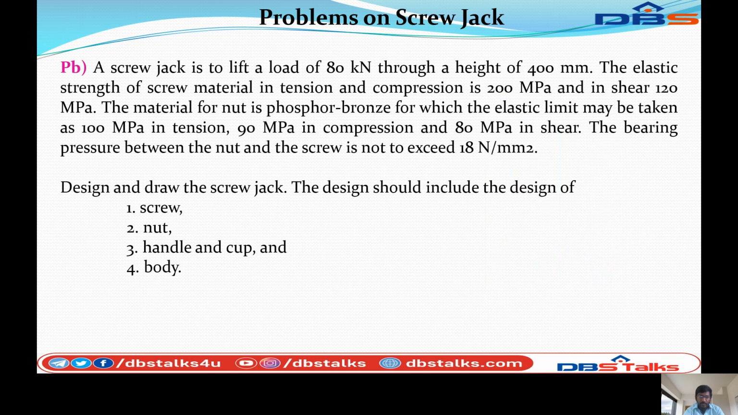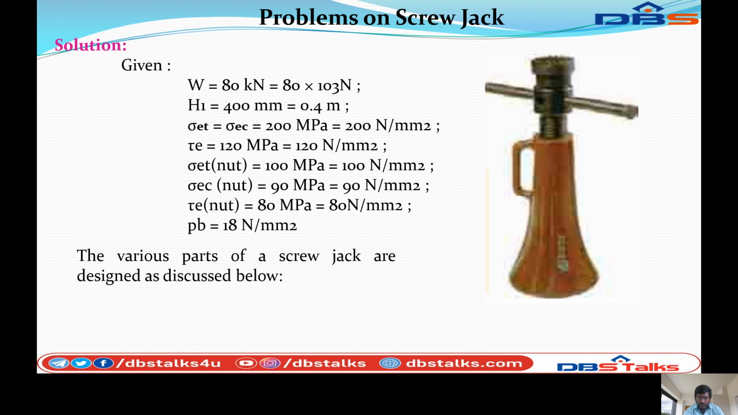So first you can see the screw. The thread is given. So this is the screw. On the top of the screw you can arrange the cup and a handle. Next, the final look in the body is given. So this is the total body of the screw jack.